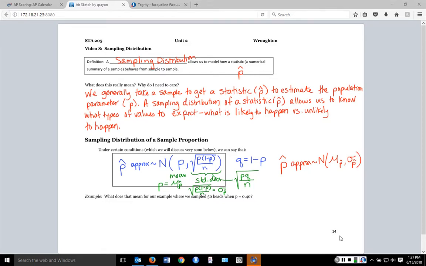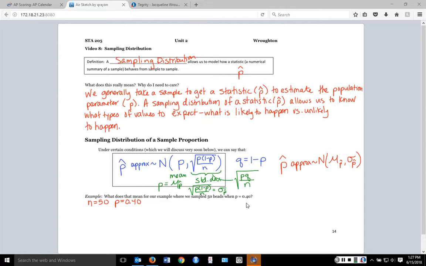Now let's apply that to an example to see if it makes a little bit more sense. So if we go back to our example where I sampled 50 beads, and remember 40% of all the beads actually were black. So that means for our example here, our n is going to be 50, and our p is going to be 0.4, or 0.40.